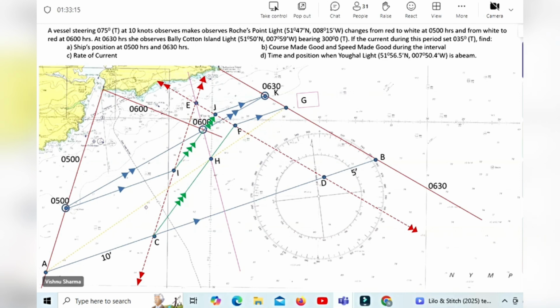At 1900 hours, CTS given, Belly Cotton Island light bore 320 compass. At 1930 hours, it bore 274 compass, and at 2015 hours, mine headlight bore 000 degrees compass. Current set so much. They are not intersecting at one point because two are from one. The third cannot be intersecting there then in any case. Calculate the course and speed made good, rate of current and 3 positions. Correct? It's a January 2016 paper.